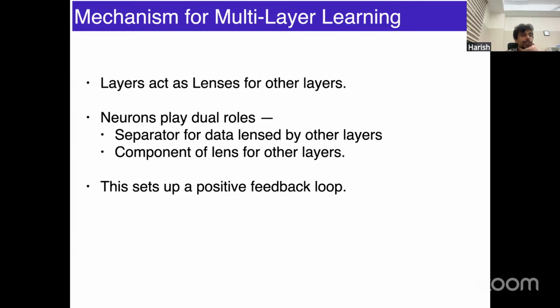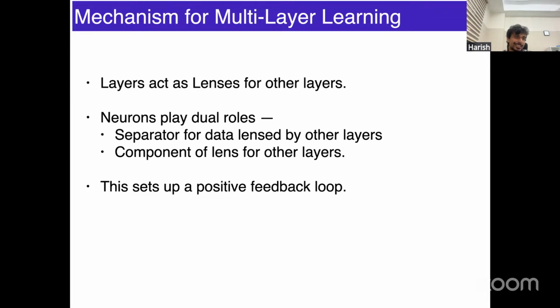Our proposal for why multi-layer learning works is just that layers act as lenses for other layers. That's perhaps a one sentence summary of our work: the neurons here play dual roles. They play a role of separator for data lensed by other layers, and they also play a role of component of a lens for other layers. So this dual role sets up a positive feedback loop. This is the crux, or rather a one sentence summary of the mechanism of multi-layer learning. Actually, this is our proposed explanation.